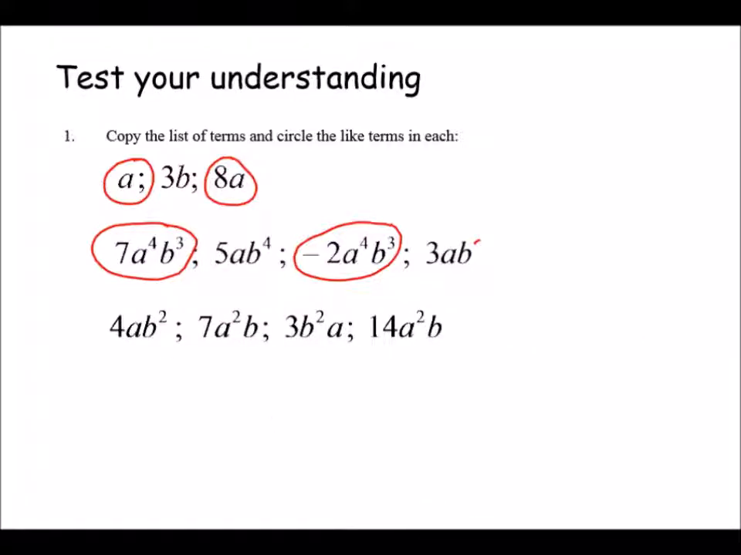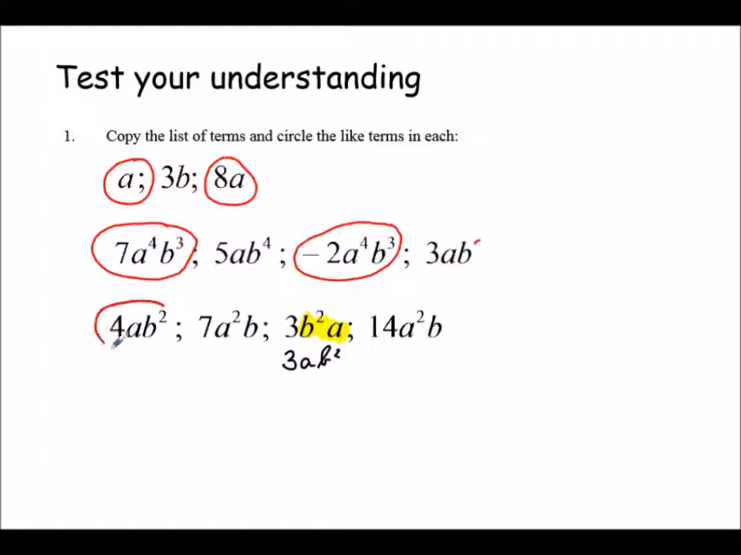The problem we have in this list is that these are not in alphabetical order. So the first thing we are going to do is write those in alphabetical order. So this should actually read 3ab squared, a squared b, a squared b. Now we're going to identify our like terms. Here is an ab squared. Here is an ab squared.